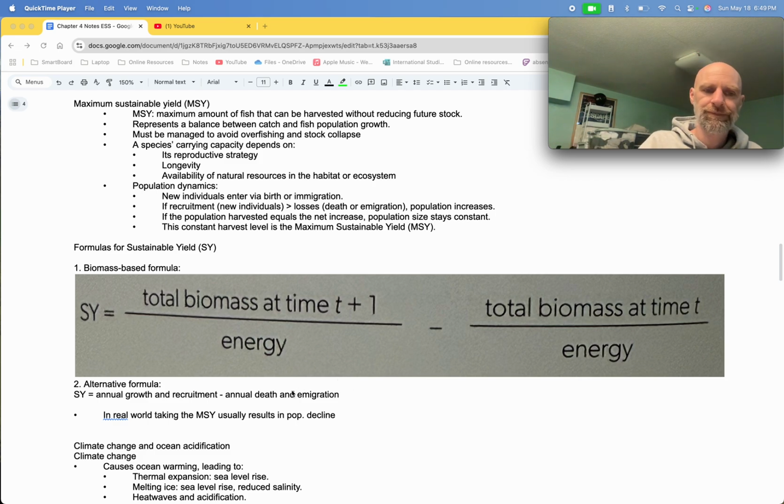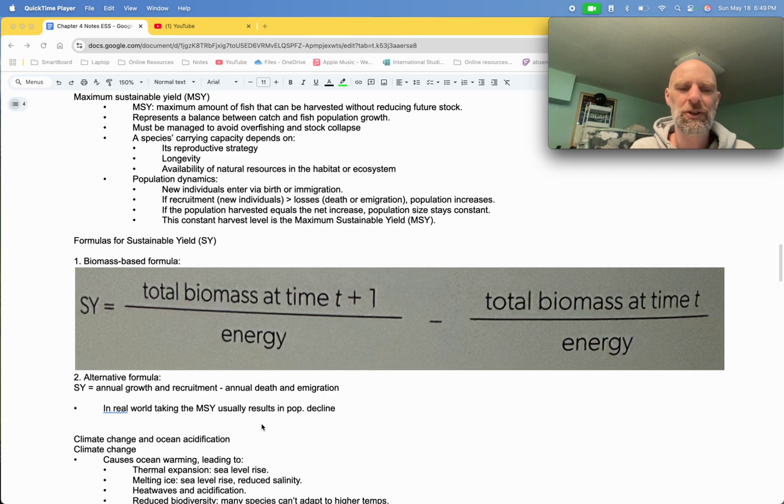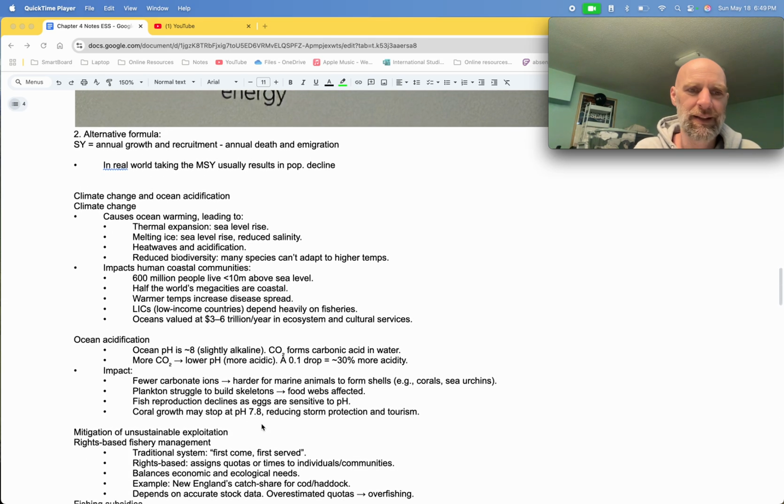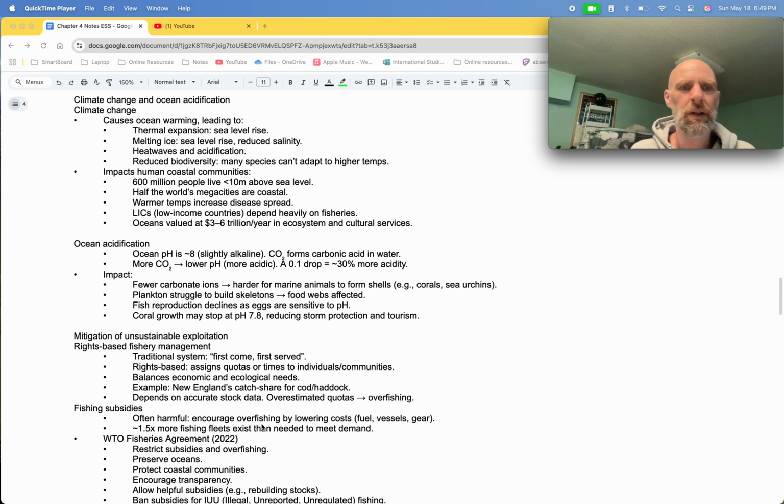All right. Climate change and ocean acidification. Let's go up and down here and talk about this. Climate change causes ocean warming, which leads to increased violent storms, but also to thermal expansion, sea level rising, melting ice, sea level rise, reducing salinity. The water is not as salty. So, heat waves and ocean acidification as well, and reduced biodiversity. Many species can't adapt to the higher temperatures.